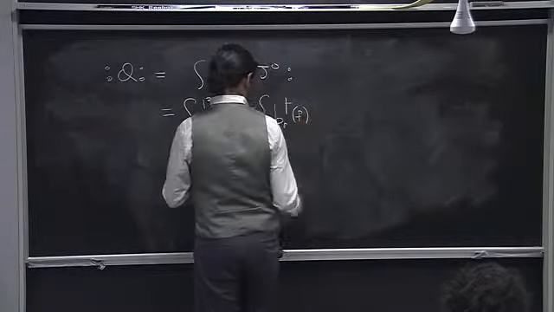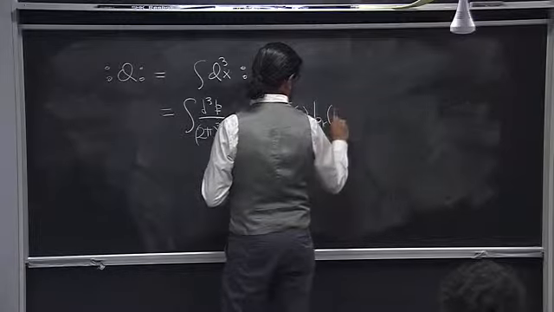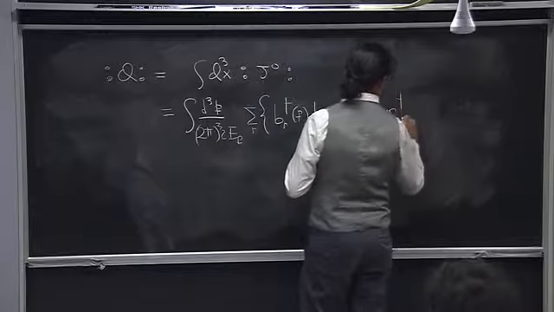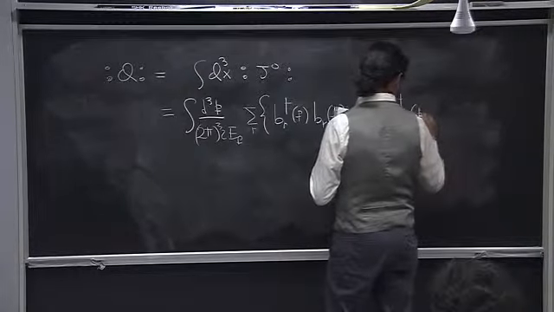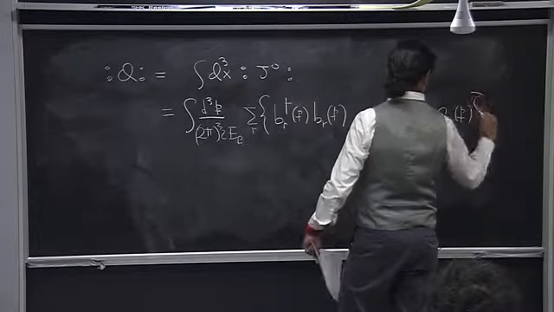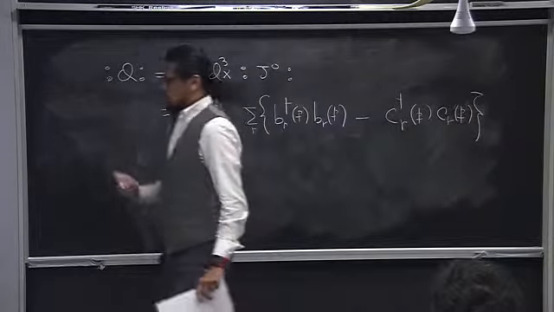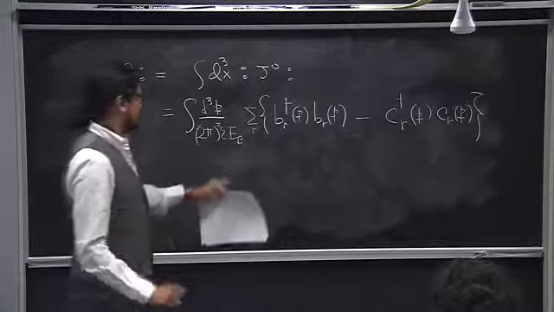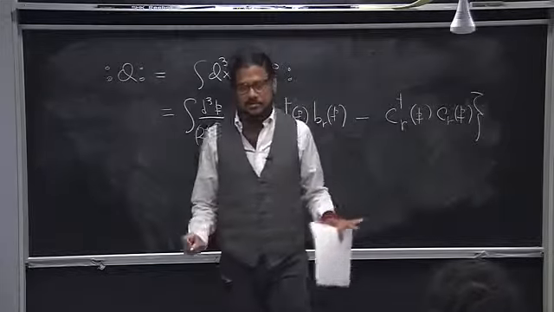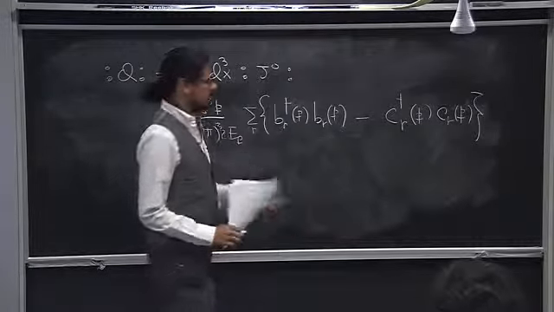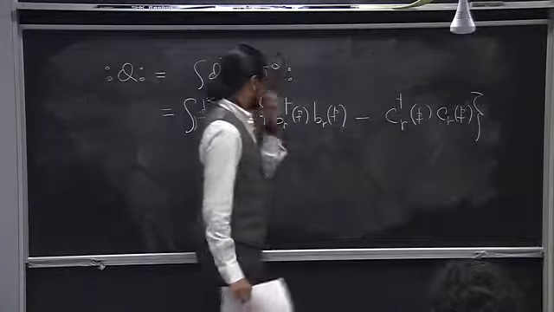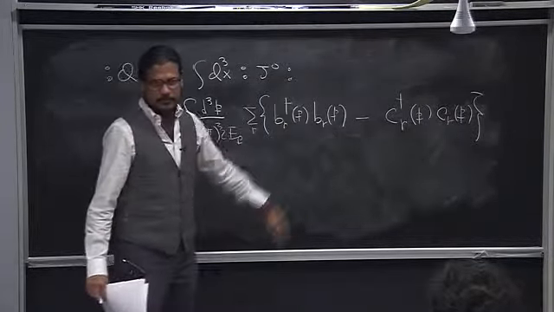So this is the number operator for the first type of particle. But the number operator of the second type of particle comes with a minus sign in front. So this means that the total number of particles of type B and the total number of particles of type C is not conserved. What is conserved is their difference. That's the normal ordered one? Yeah. They're normal ordered, right?